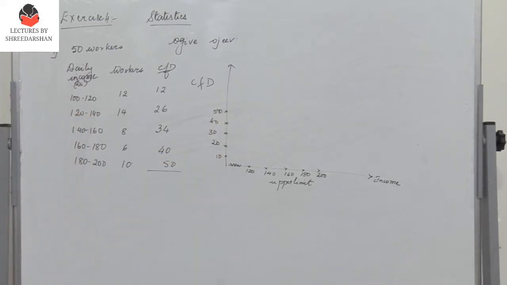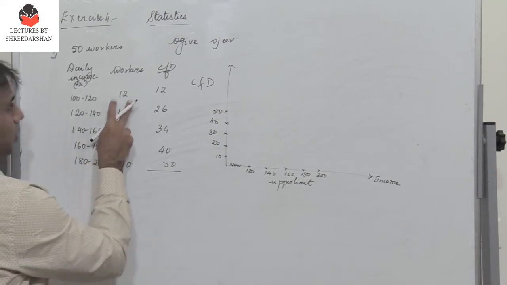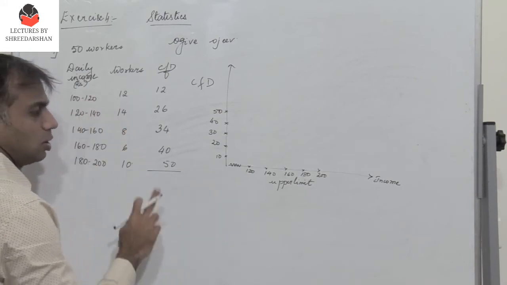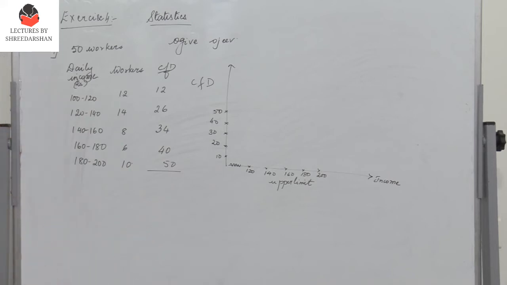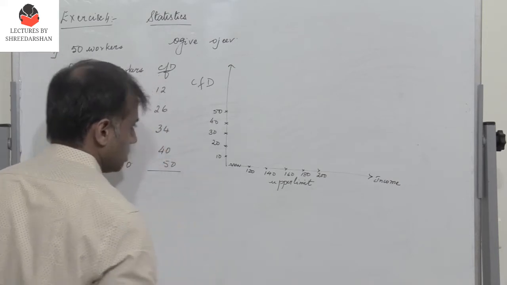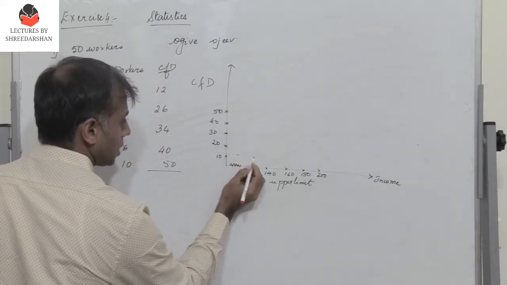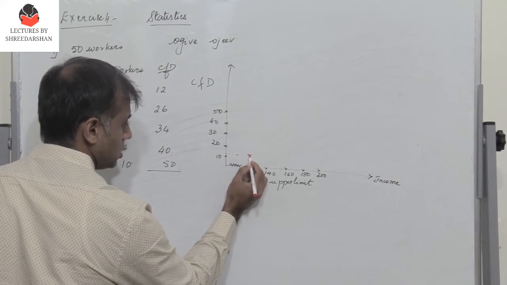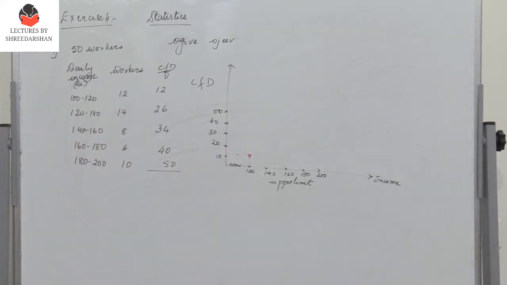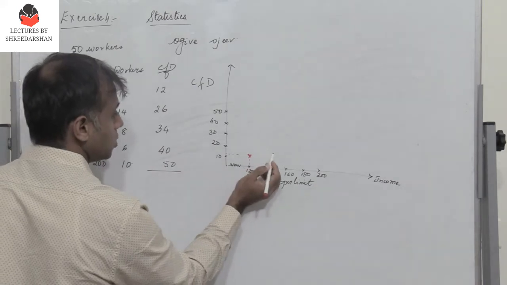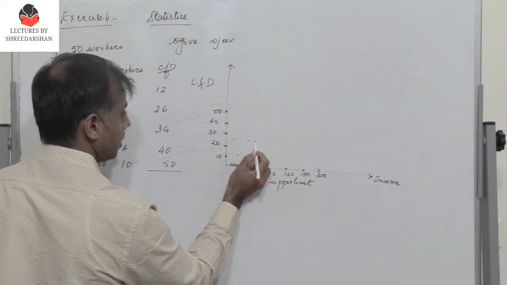In the first case, I have 12 workers getting an income of 120, because I only consider the upper limit, as it's easier for me. So 12 is somewhere here, getting an income of 120. This is the first point. Next, I have 140 income, and how many workers? I have 26, so 26 is somewhere here, at 140.